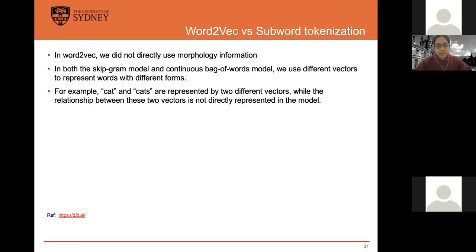So I already discussed how it is different. The subword tokenization uses the morphology information, which the simple word2vec does not. And as I said, words like cat and cats will have 2 different vectors in word2vec, and their association is not directly represented in the model.